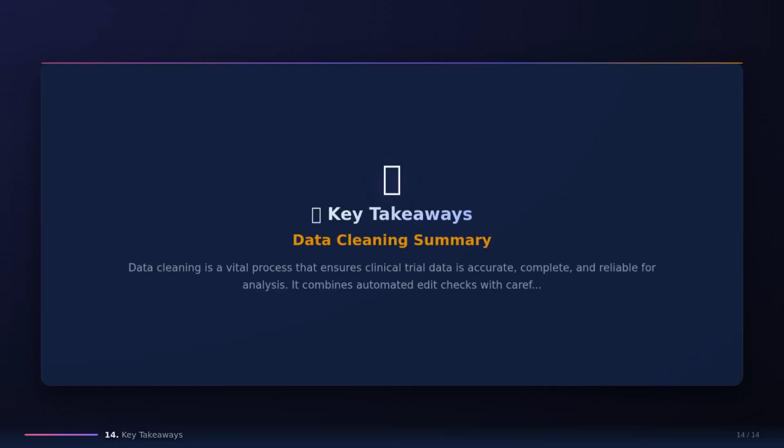Every member of the clinical research team plays a role in data quality, from site coordinators entering data to data managers overseeing the validation process. Committing to rigorous data cleaning is committing to scientific integrity.